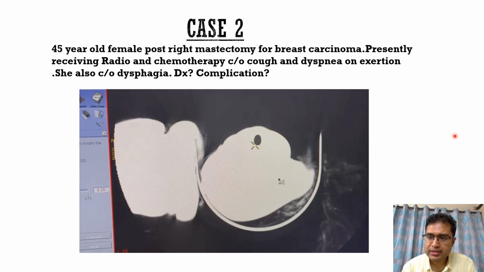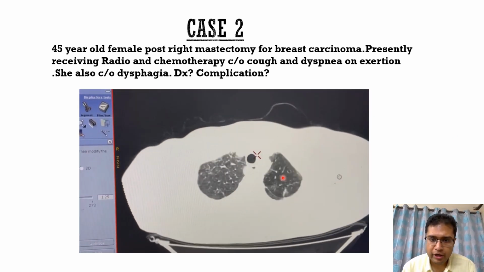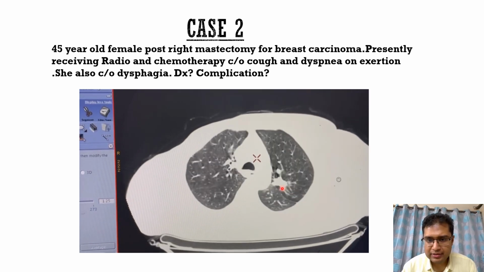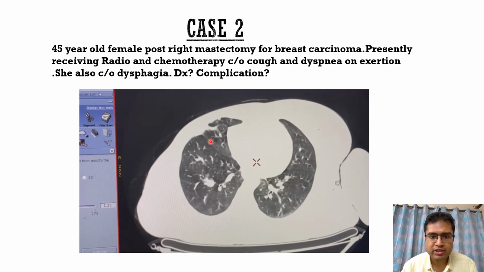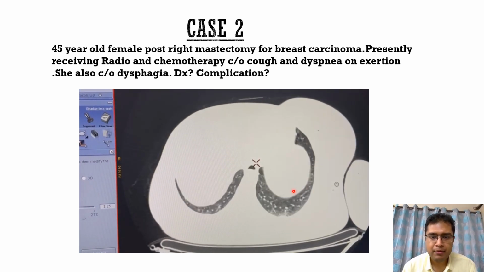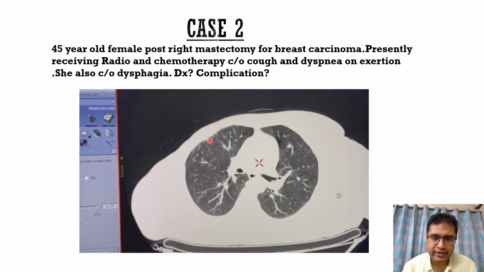So hence a CCT thorax was ordered, and these are the CCT thorax lung window where we can see these opacities in the lung field along with some fibrotic changes and interlobular septal thickening in the bilateral lung fields, particularly in the anterior subpleural region on the right side.